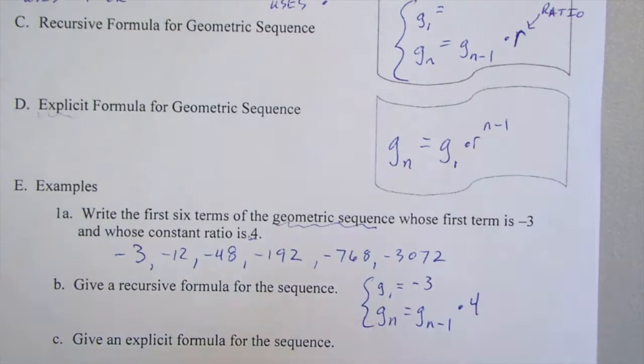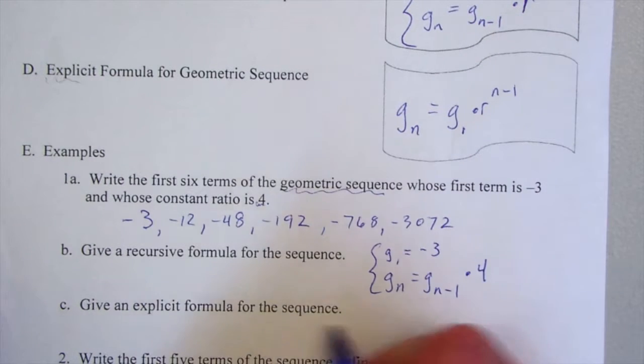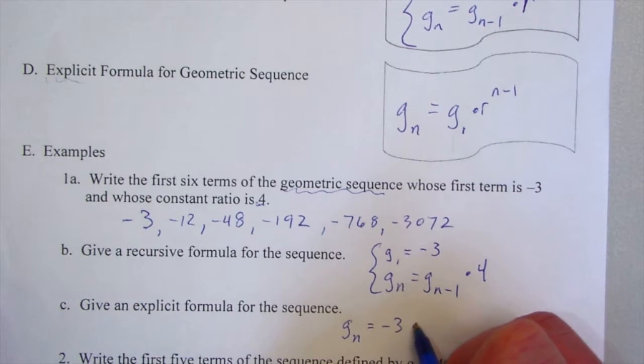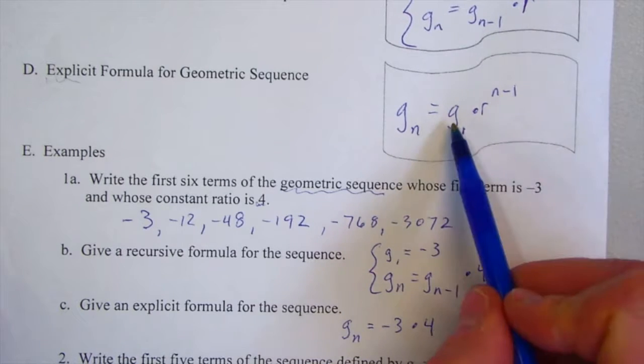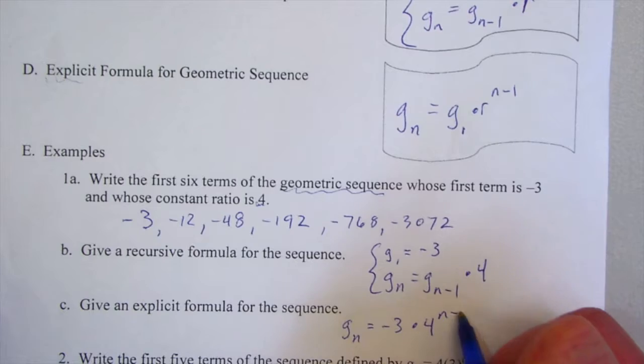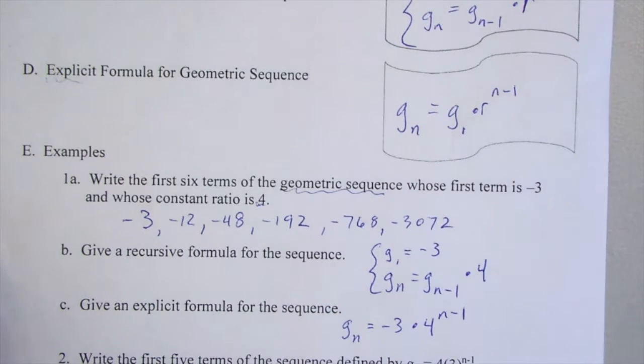Once again, the bad part about that formula is if I said find term 200, well, you'd have to get out your calculator and start pushing some buttons. The explicit formula, hands down, is the better one. And it looks like this. Gn is going to be equal to G sub 1, which would be -3, times 4, because it says times the ratio right here, to the power of n minus 1, like that, and we're gonna leave it.